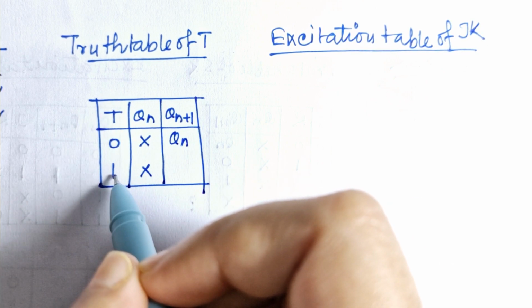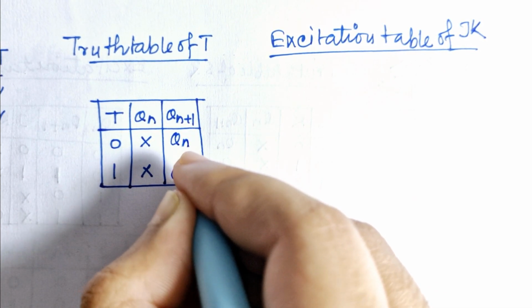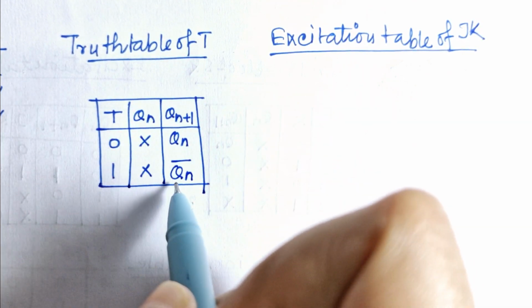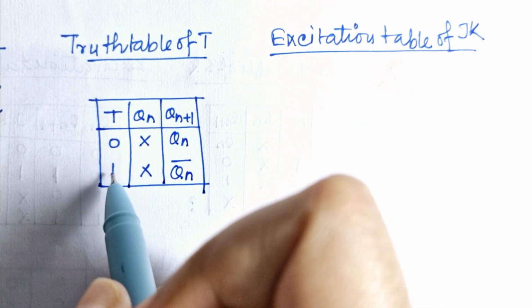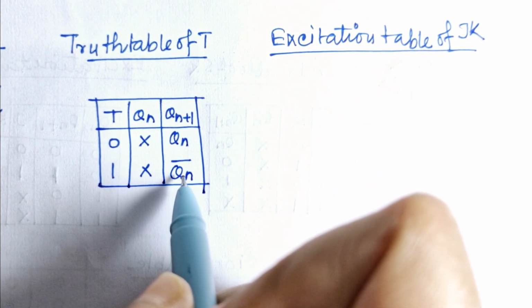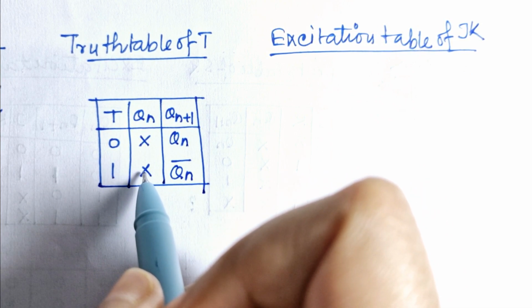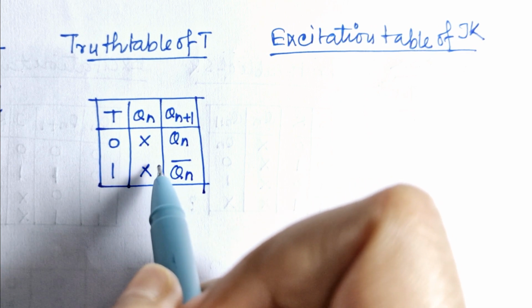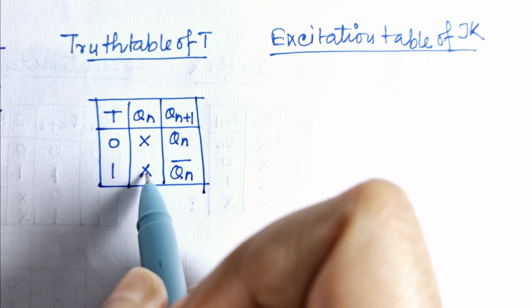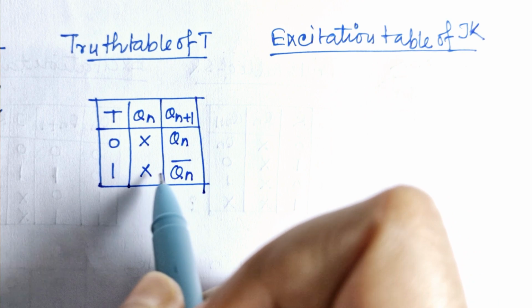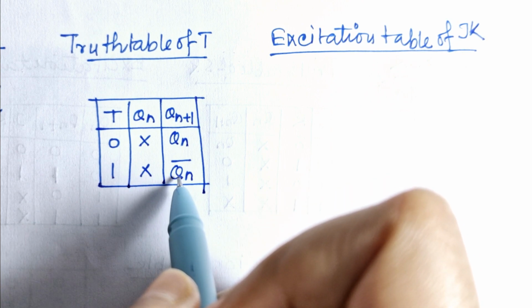But when T is 1, in Qn plus 1, the complement of Qn is put. That is, when T is 1, Qn is toggled, Qn bar is put in the Qn plus 1. Means when T is 1 and if Qn is 0, then it will be toggled, that is 0 will be 1. If Qn is 1, then in the column Qn plus 1, it will be 0, in this way.